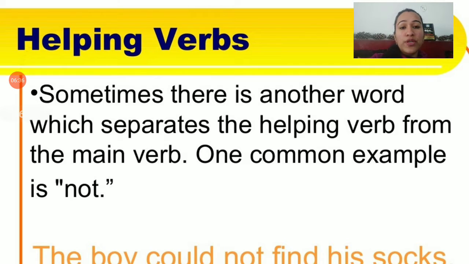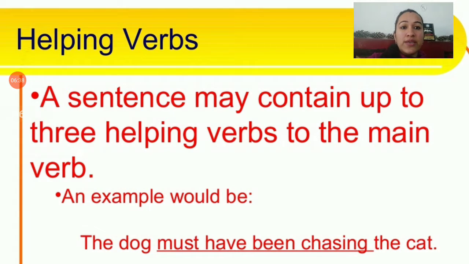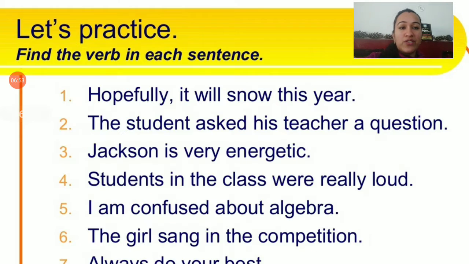And what does it show? It shows a negative sentence. A sentence may contain up to 3 helping verbs also, so it is not necessary that a sentence would have only one helping verb. The dog must have been chasing the cat. But this is because of the tense that we are trying to reflect here.